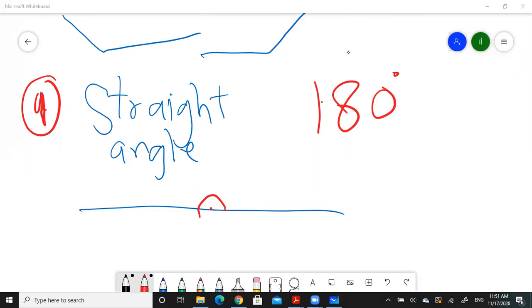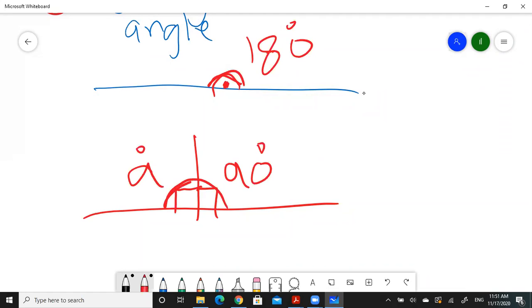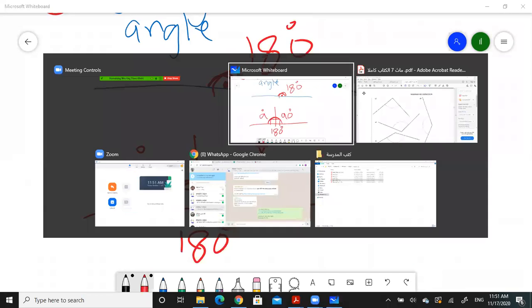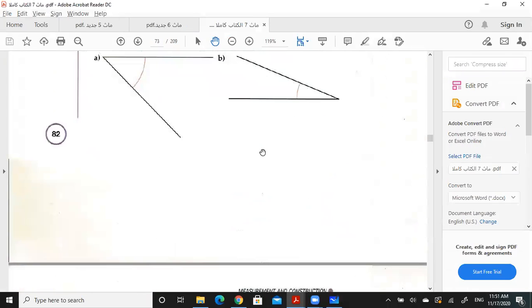So any angle on the straight line is called a straight angle and its size is 180. So two right angles make a straight angle, because this is 90 and this is 90, so they make a straight angle of 180 degrees. You have to recall all of this.